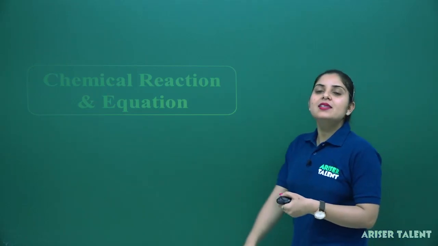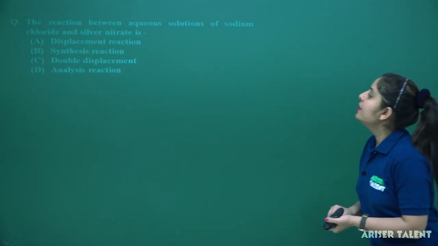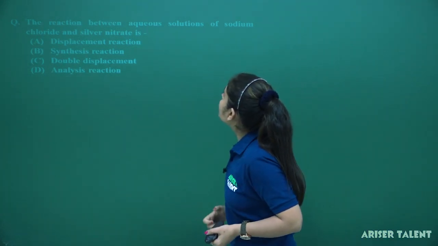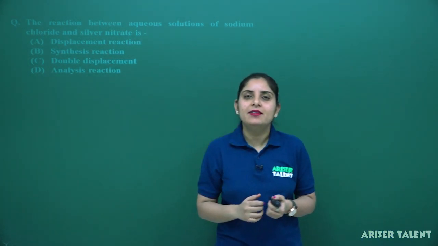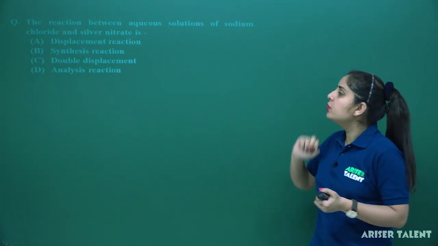So our chapter is chemical reaction and equation. So we have the first question in this sequence. The reaction between the aqueous solution of sodium chloride and the silver nitrate is. So firstly, we will write the symbolic equation of both these reactants.